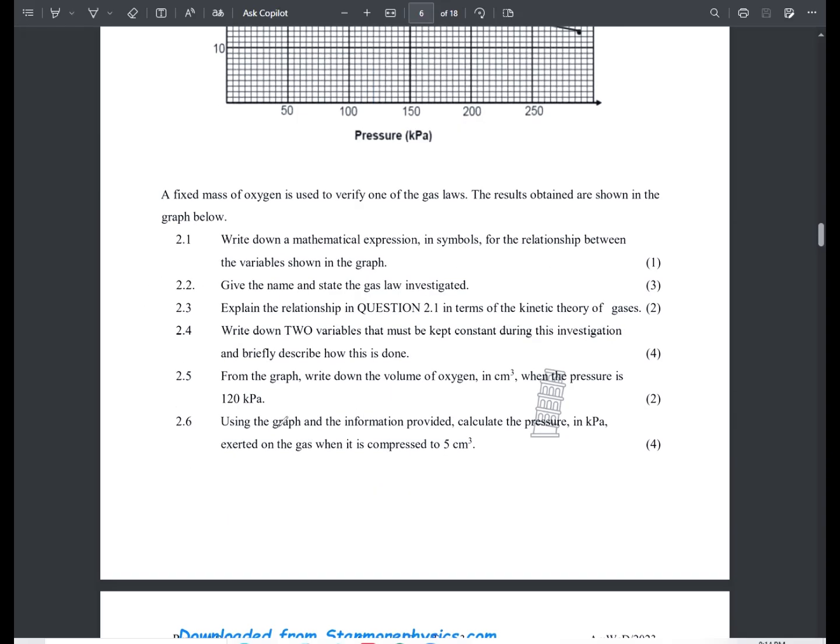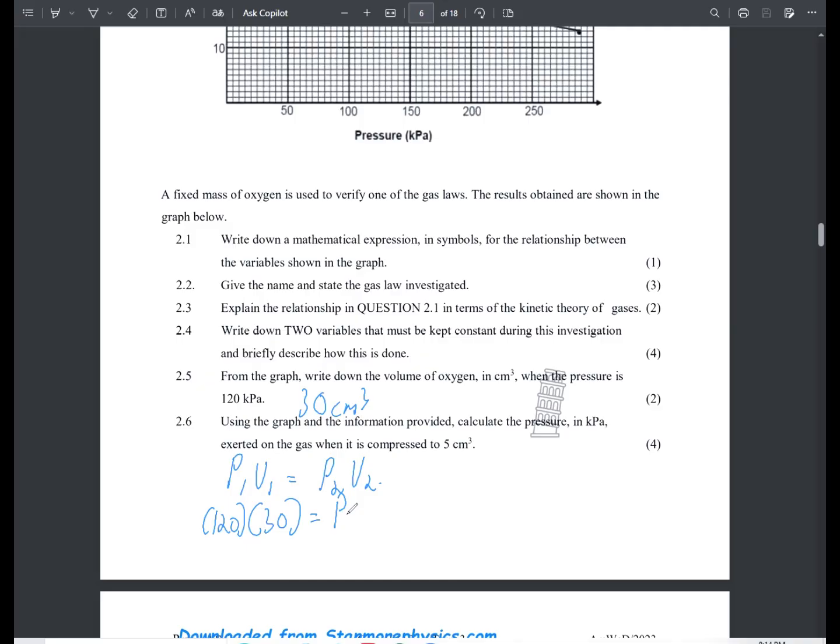Now, 2.6 says, using the graph and the information provided, calculate the pressure in kilopascals exerted on the gas when it is compressed to 5 centimeter cube. Now, you will remember that we already have 30 centimeter cube here. So to calculate that, we obviously need the formula P1V1 is equal to P2V2. This is the one that we normally use for this type of questions, right? So our pressure one, we want to take it as the 120 kilopascals. So no conversion of any type here. Then you just put 30 there.